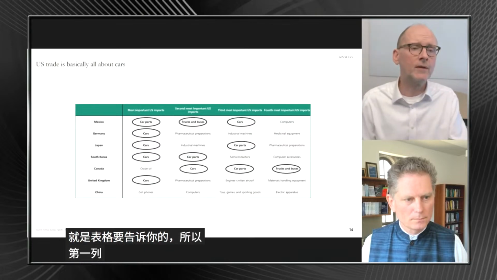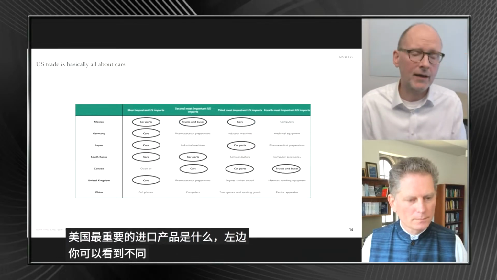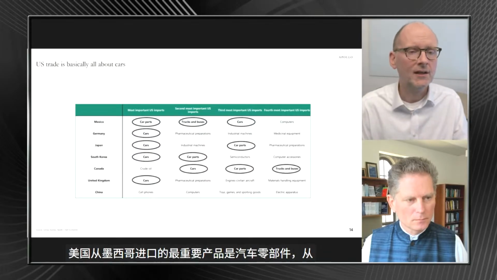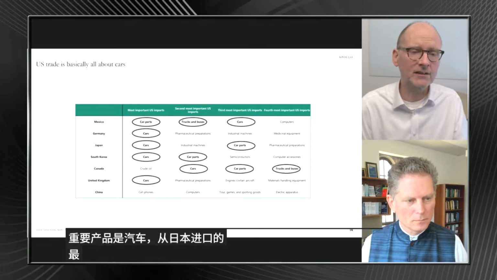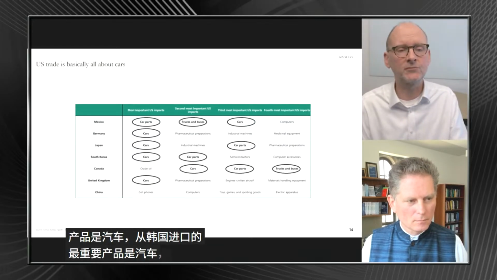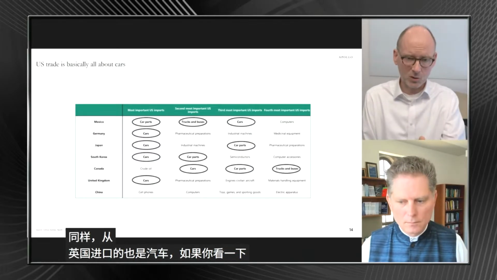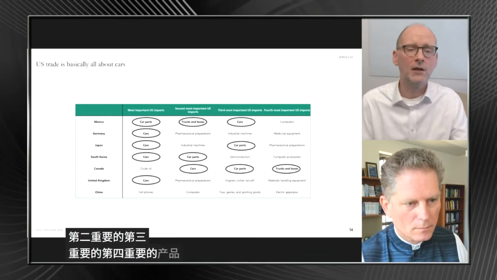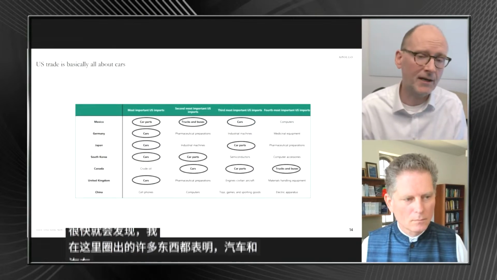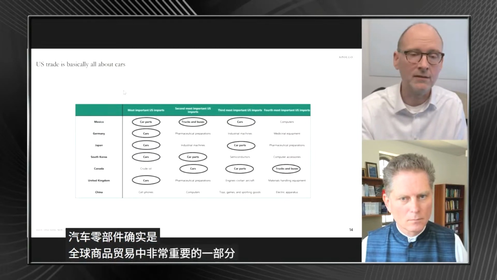The first column shows the most important US import, and to the left, you see the different countries. The most important import into the US from Mexico is car parts. The most important import into the US from Germany is cars. From Japan, cars. From South Korea, cars. Likewise from the UK, also cars. If you look at the second, third, and fourth most important, you can quickly see, from the things I have circled here, that cars and car parts are a very, very significant part of global trade in goods.